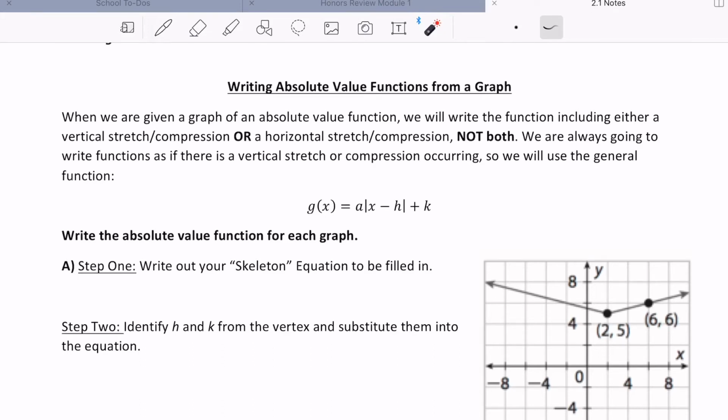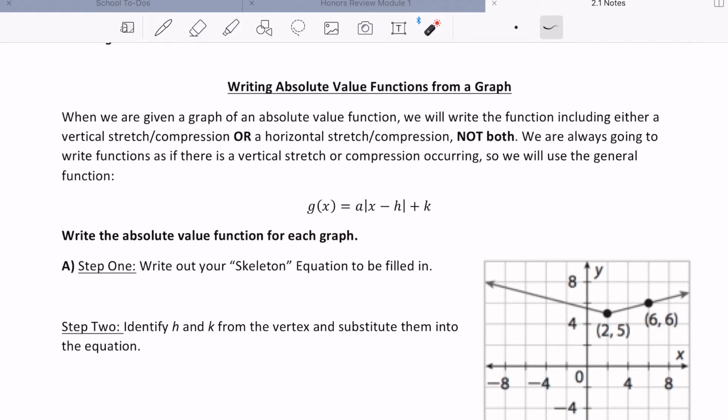Lastly, we are going to learn how to write an absolute value function from a graph. When we are given a graph of an absolute value function, we will write the function including either a vertical stretch or compression or a horizontal stretch or compression, not both. We are always going to write functions as if there is a vertical stretch or compression occurring, so we will use the general function g of x equals a times the absolute value of x minus h plus k.